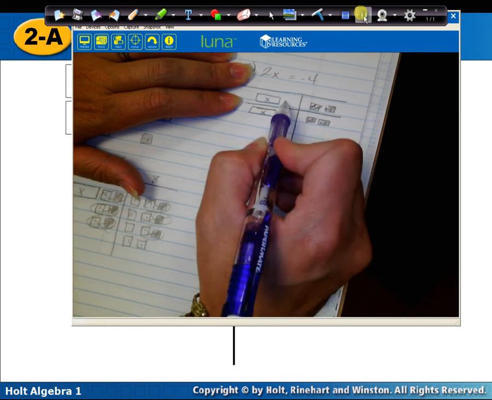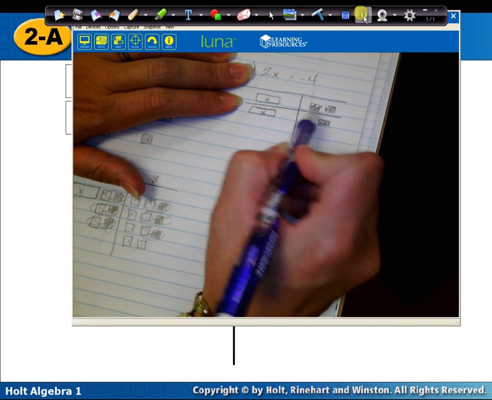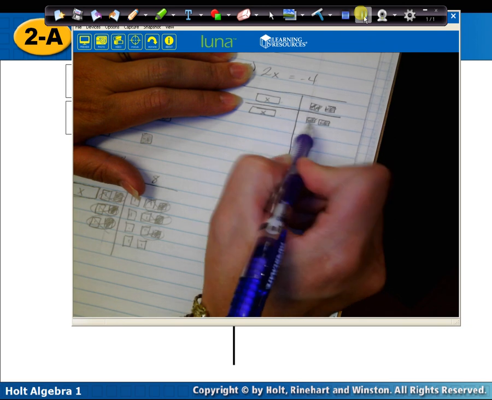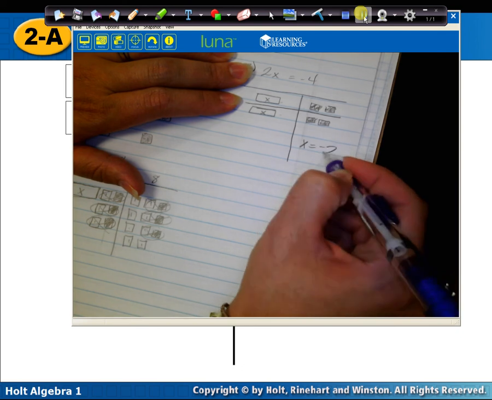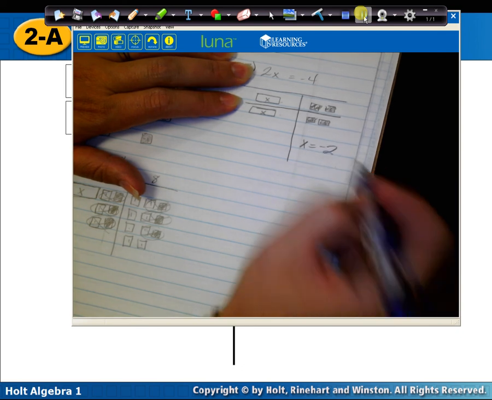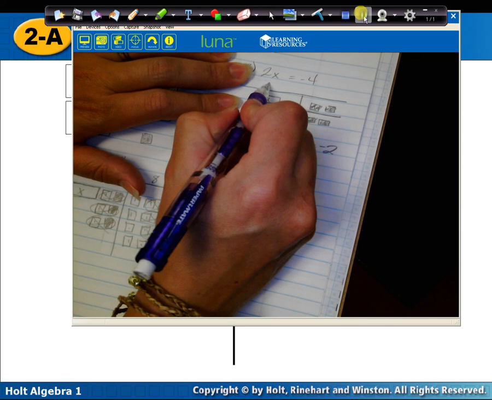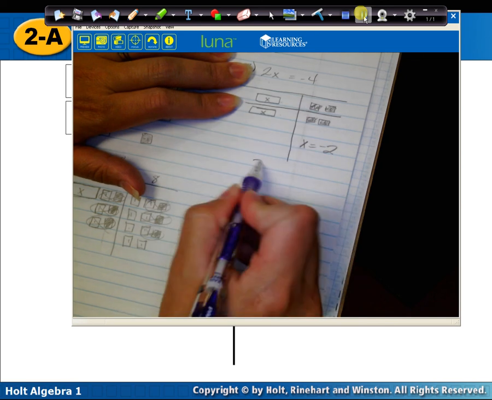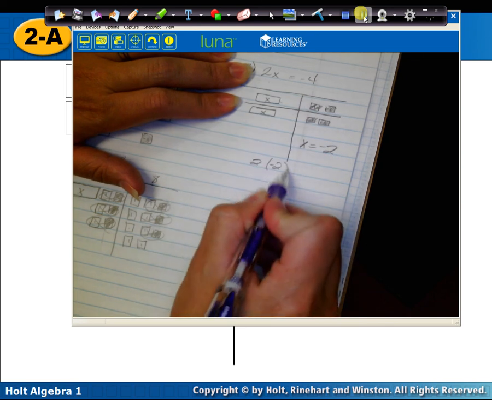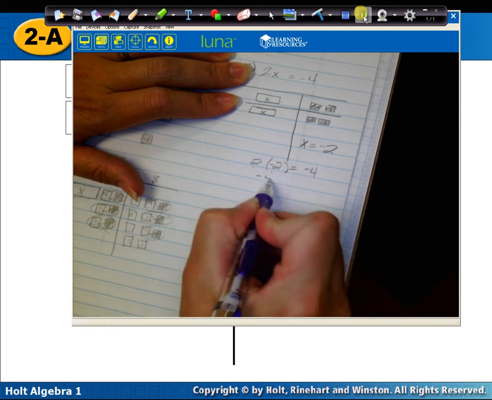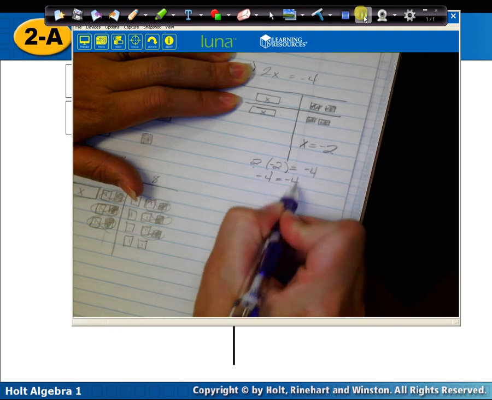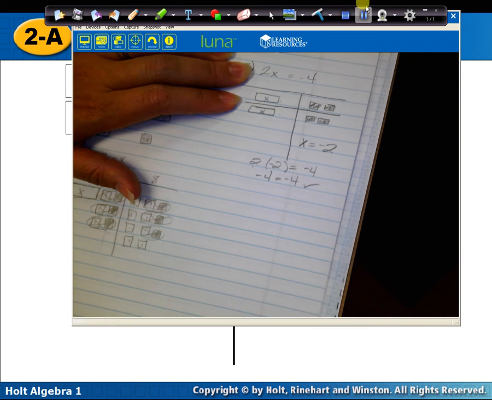So you have here x equals negative 2, x equals negative 2. So for every 1 x, we have negative 2. And you can go back and check that by plugging it into the original problem. When you look at it, 2 times negative 2 is negative 4. Negative 4 equals negative 4, and that problem does check out.